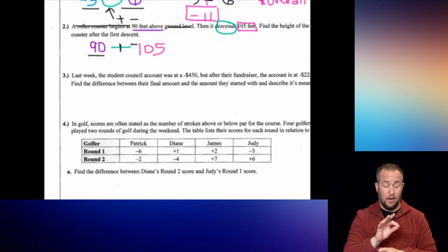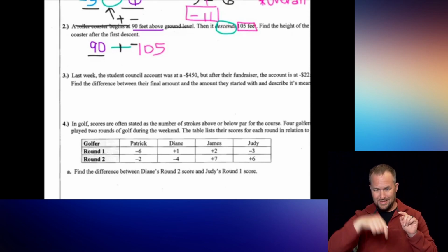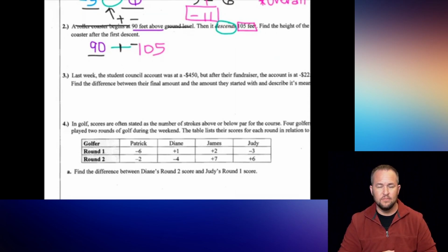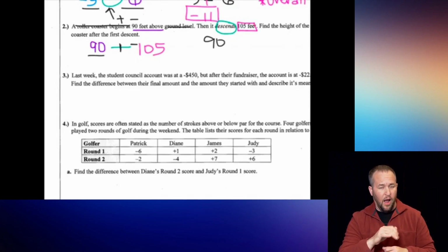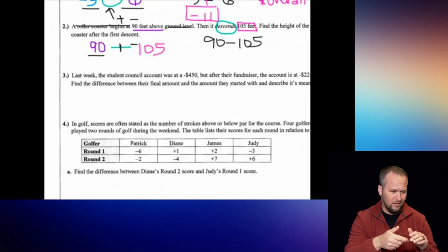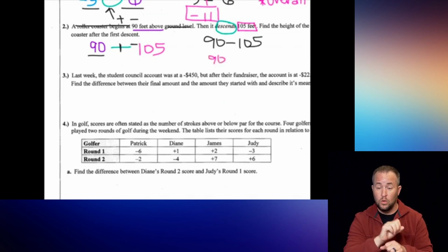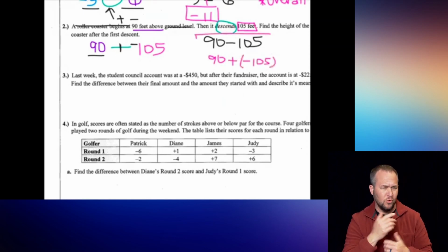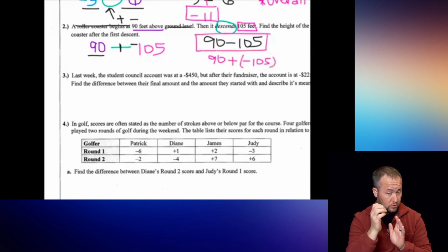So 90 feet above ground, we have 90 plus, and then it descends 105 feet. Remember we said descends goes down, which is indicated by that negative 105. So once you've created that subtraction expression, go ahead and leave that subtraction expression so I very much can see it. I know I've been writing over it. But then in your work, you're going to take 90, and then instead of the minus sign, you're going to plus, and then it's a negative 105. So make sure that you do have this original expression. That way I can easily see it.